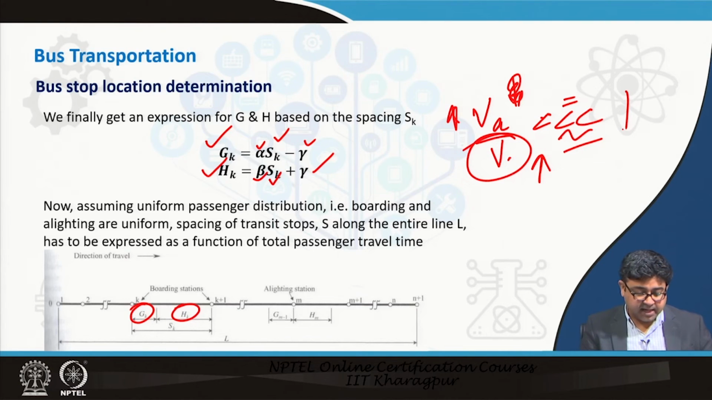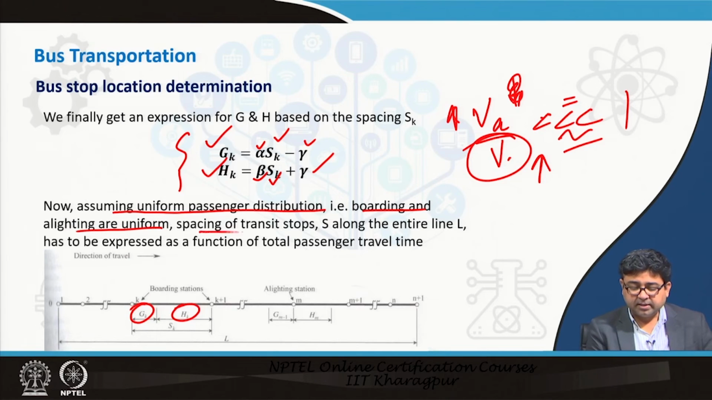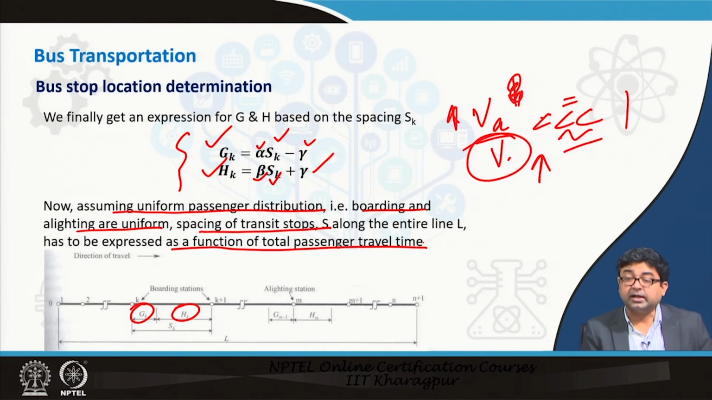Okay. If you understand that, now that we know the spacing, or we know the passenger shed line, if you assume uniform passenger distribution, that is boarding and alighting are uniform, along the spacing of transit stops for the entire line, then you can determine the G K and H K as a function of total passenger travel time, because remember, the objective that we are trying to solve is minimizing the total passenger travel time.